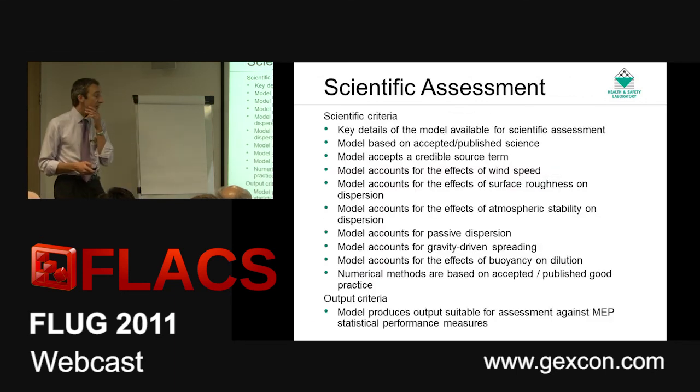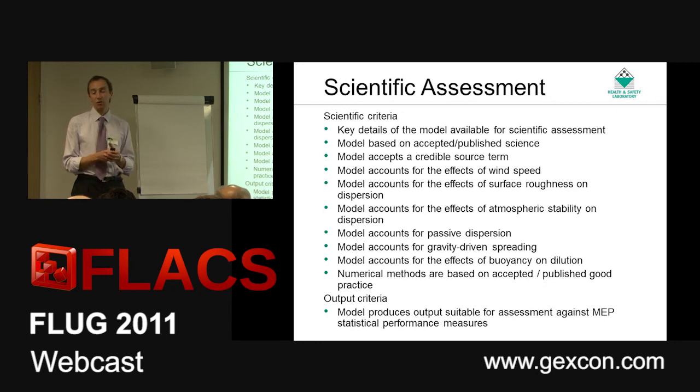Okay, so the scientific assessment. I'm not going to go through all of these in detail, but basically these are the qualitative assessment criteria that the model needs to meet to get through the model evaluation protocol. So it's key things like taking into account the effect of wind speed and the effect of atmospheric stability. Now, there are some things that will have an effect on the ability of a model to represent vapor dispersion that aren't totally necessary to be used in practice. So we didn't want to exclude any particular class of model.